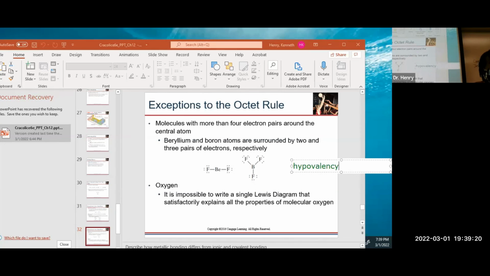Okay, so if hyper means that you have more, greater than the octet, what does hypo mean? It's going to be less. So beryllium is a metal, but beryllium has a complex.